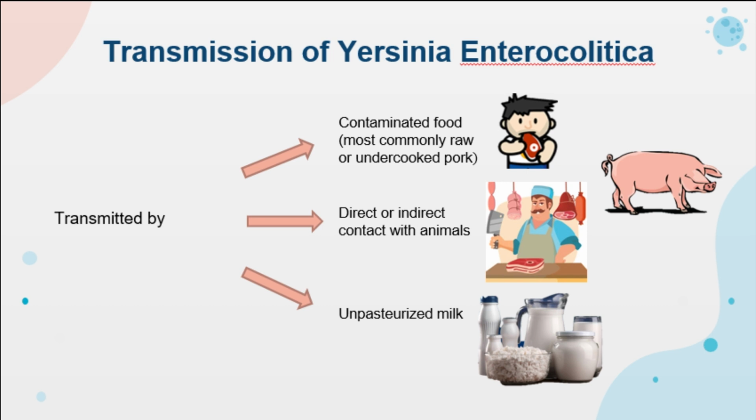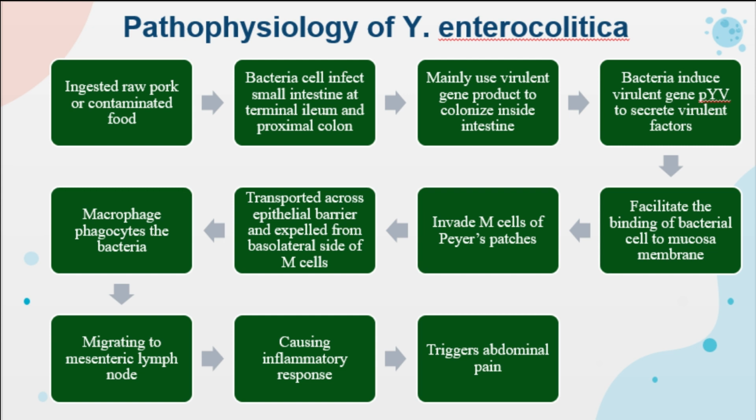As mentioned in the small outbreaks just now, Yersinia enterocolitica has been identified to be transmitted through contaminated food, commonly raw or undercooked pork, direct or indirect contact with animals, or unpasteurized milk. Pathophysiology of Yersinia enterocolitica. The bacteria can enter the body through ingested raw food or undercooked pork.